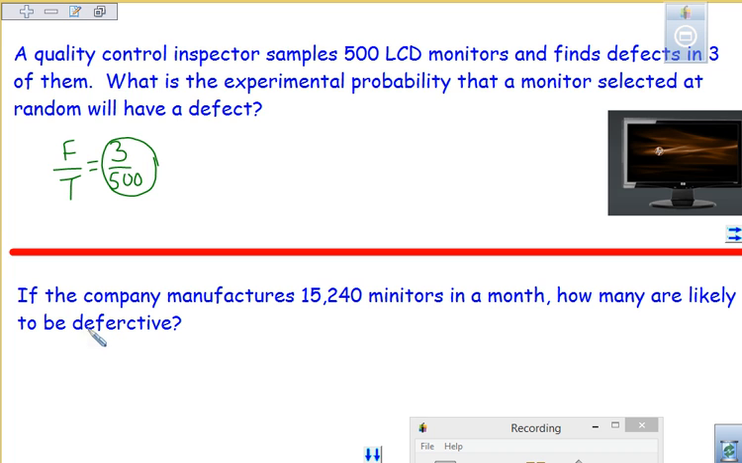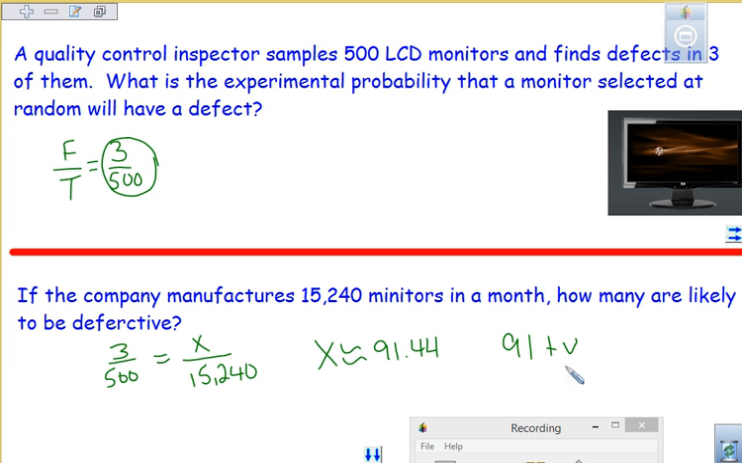You could leave it as a fraction, a decimal, or a percent. If the company manufactures 15,240 monitors in 1 month, how likely are they to be defective? So we know that our ratio is 3 to 500. If that ratio continues, we want to know how many out of 15,240 are going to have defects. So what I can do is cross multiply, and on my calculator I get 91.44. To answer this question, I would say approximately 91 monitors would have a defect.